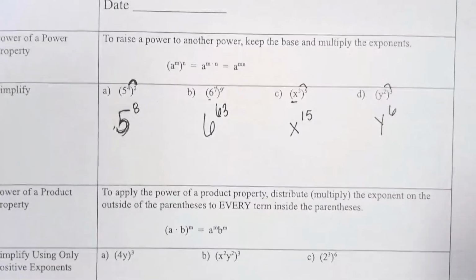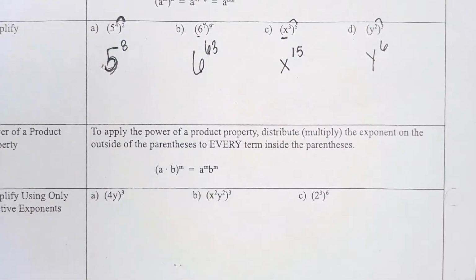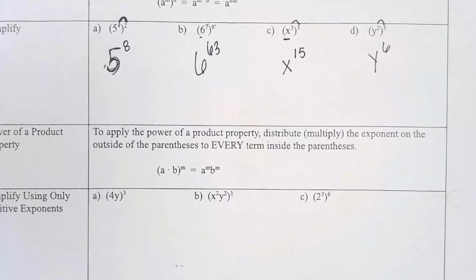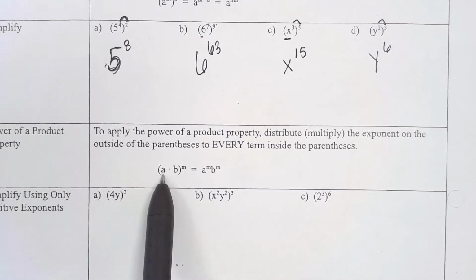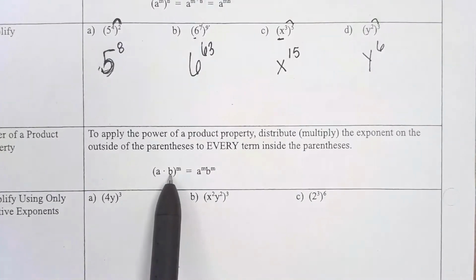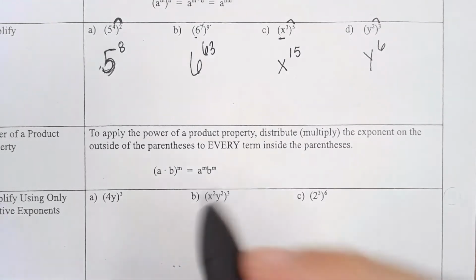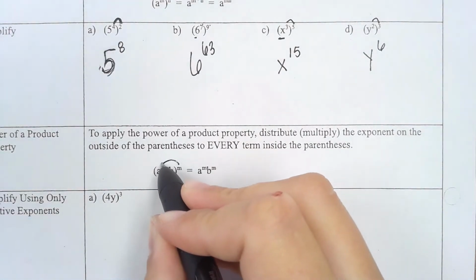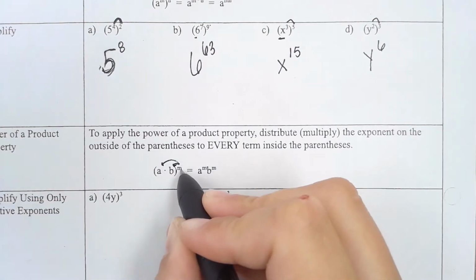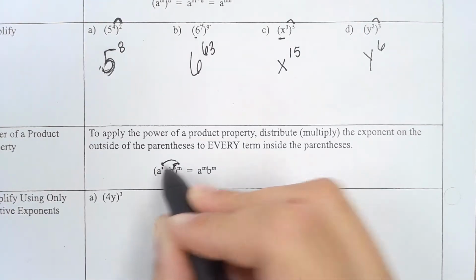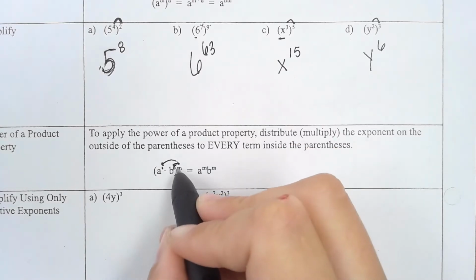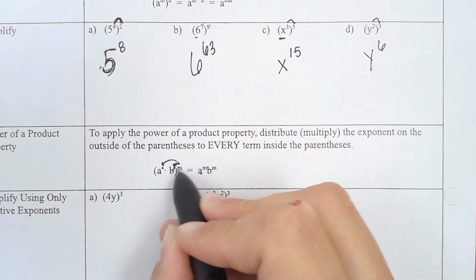Now let's say you have a bunch of stuff within your parentheses, like a times b all to the mth power. If you have a bunch of stuff inside the parentheses, you first need to simplify whatever's in the parentheses. Here, you won't be able to combine a times b because they're not like terms. However, you can do your distributive property, and when you do it with an exponent, it goes to all of the factors within that parentheses. So it would be a to the m, b to the m.